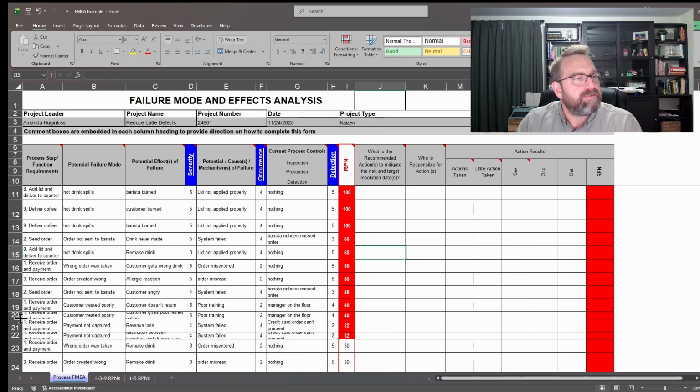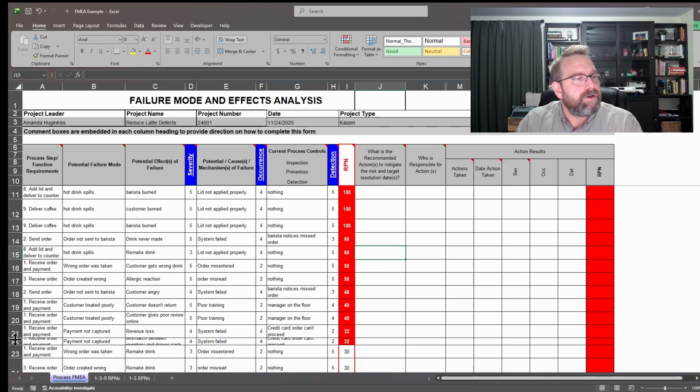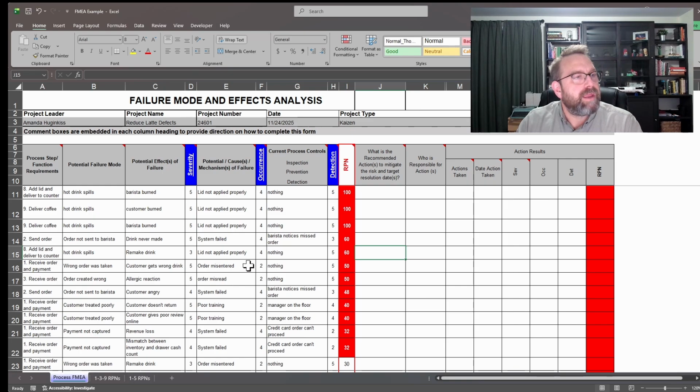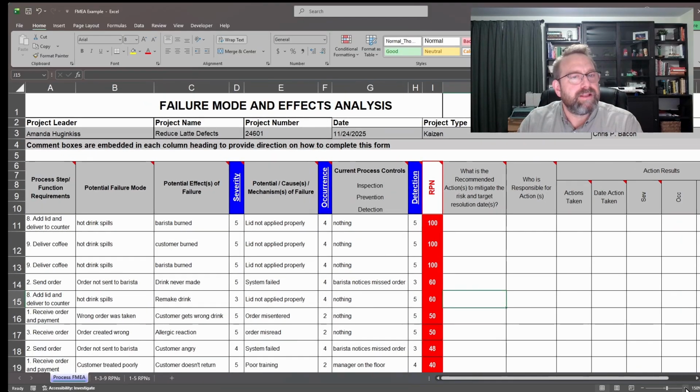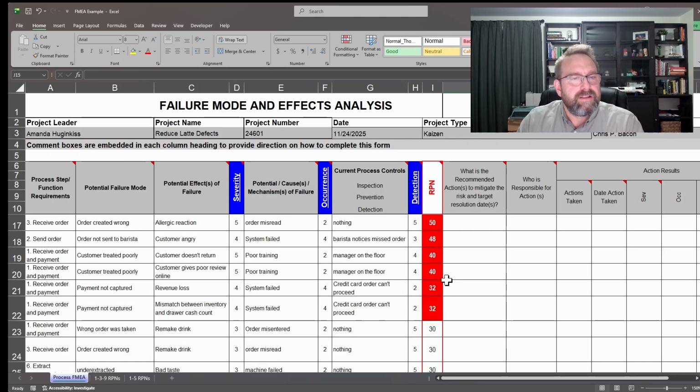Got some weirdness going on there. So it looks like process steps 8 and 9 pop to the top. So let's take a look at those. We've got 3 RPNs of 100, followed by 2 RPNs of 60, 50, and it goes to 32.